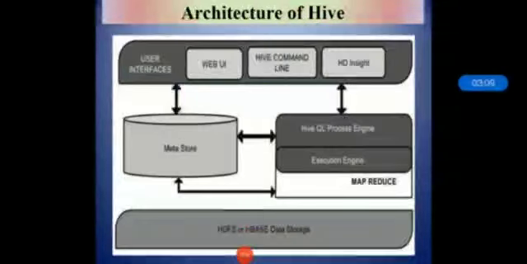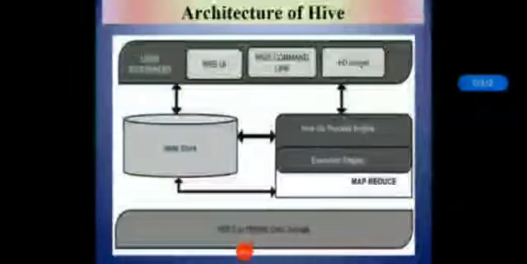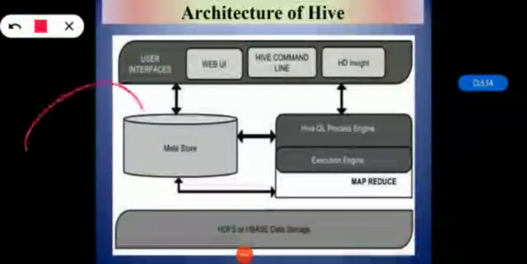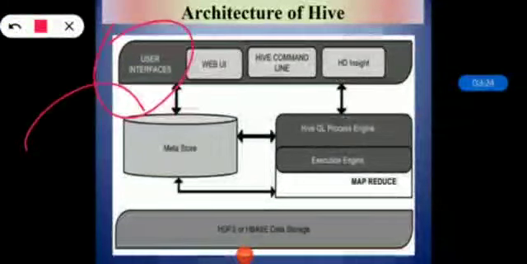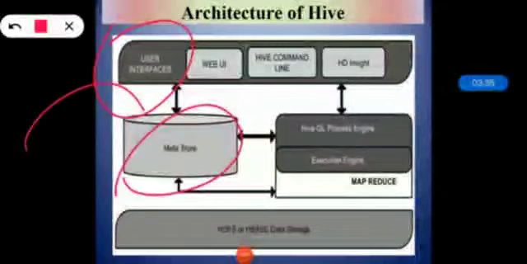Then the architecture of Hive. We can see the component diagram here. First, the user interface. Hive is data warehouse infrastructure software that creates interaction between the user and HDFS. The user interfaces that Hive supports are Hive Web UI, Hive Command Line and Hive HD Insight. Then the Metastore. Hive chooses respective database servers to store the schema or metadata of tables, databases, columns in a table, their data types and the HDFS mapping.